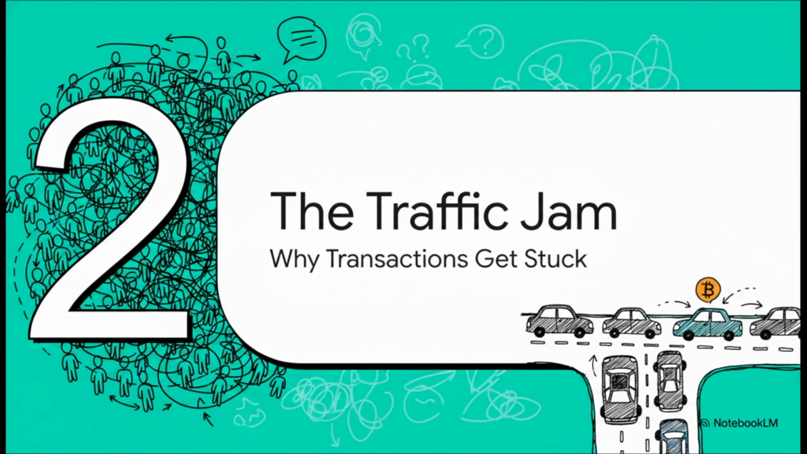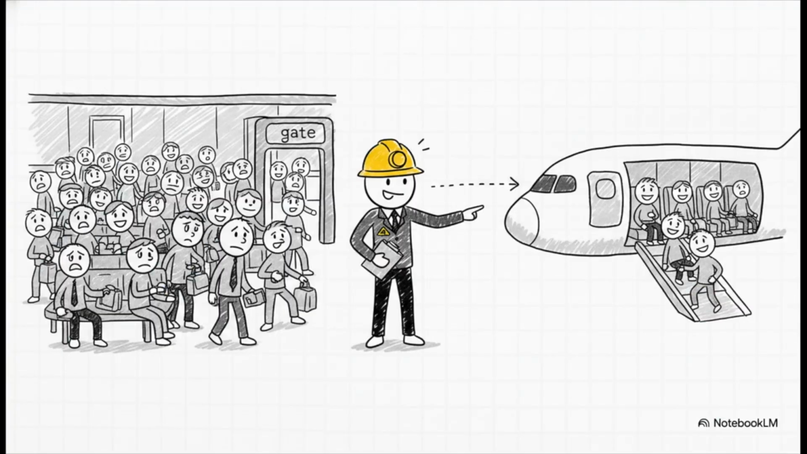Okay, so we know where the transactions are waiting. Now let's talk about how that waiting room can get so incredibly crowded that it causes a network-wide traffic jam, leaving your transaction stuck on the side of the road. You know, the best way to picture this is a super busy airport. All of the unconfirmed transactions, those are the passengers waiting at the gate. That whole gate area is the mempool. And the plane, which is the next block on the blockchain, it only has so many seats. The miners, they're the gate agents deciding who gets to board next.